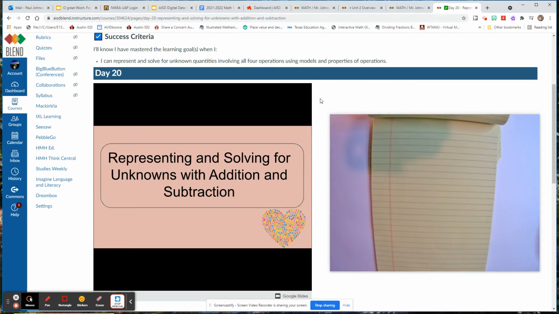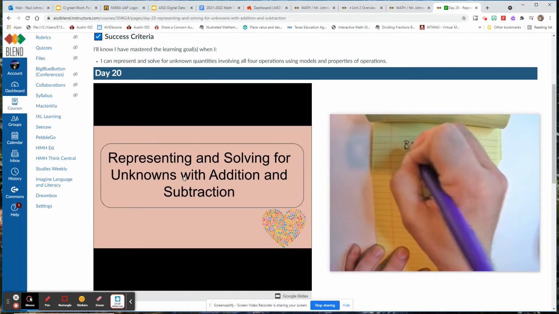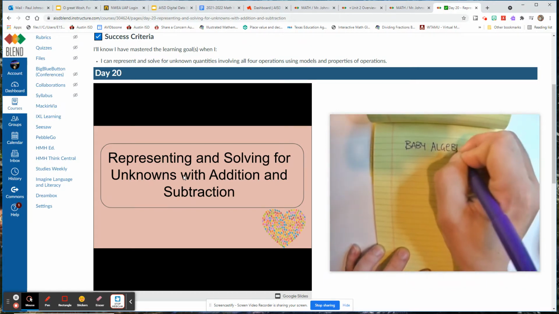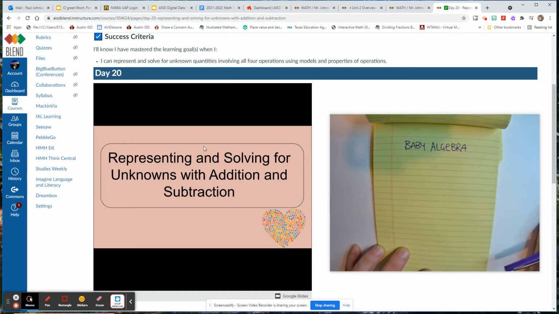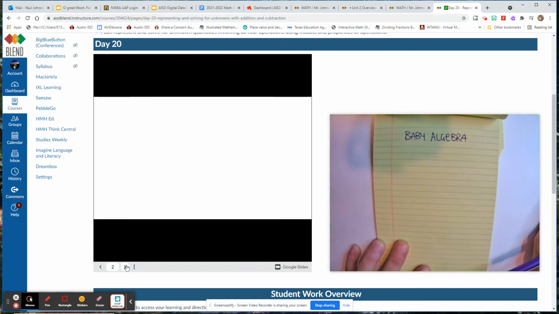This week we are going to use expressions with unknown values. So this is basically baby algebra. It's the start to algebra. And what I mean by that is we're going to actually start to see letters of the alphabet, and they're going to start to represent unknown values. So let's take a look.